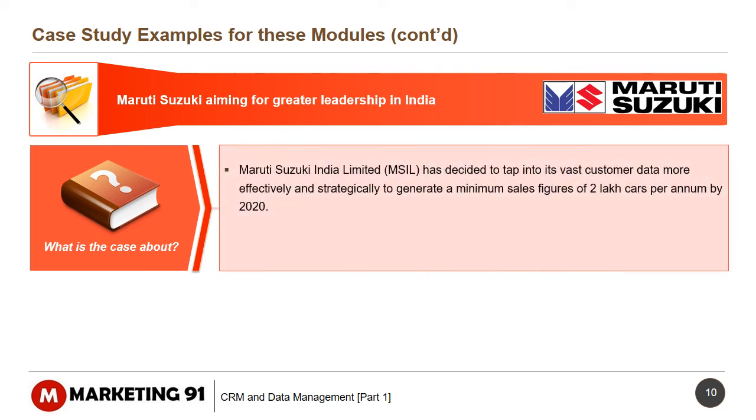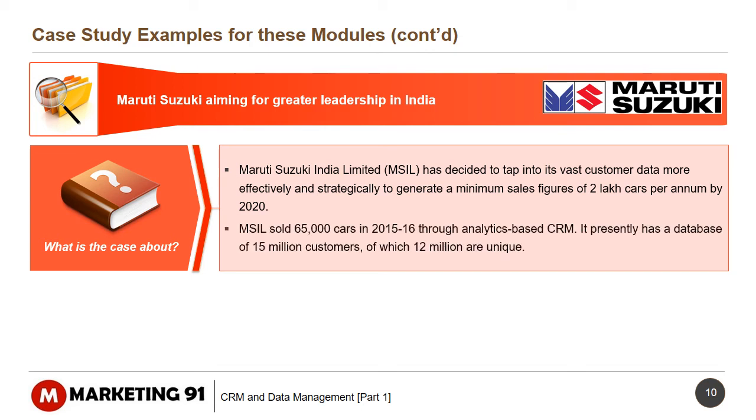Maruti Suzuki India Limited, MSIL, has decided to tap into its vast customer data more effectively and strategically to generate a minimum sales figure of 2 lakh cars per annum by 2020. MSIL sold 65,000 cars in 2015-16 through analytics-based CRM. It presently has a database of 15 million customers, of which 12 million are unique.